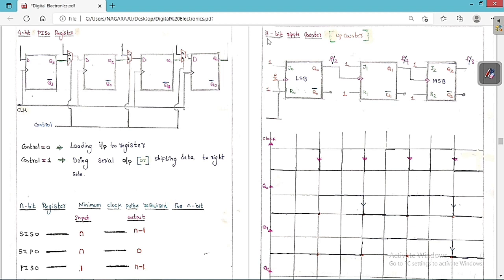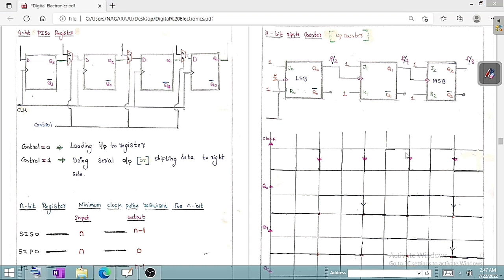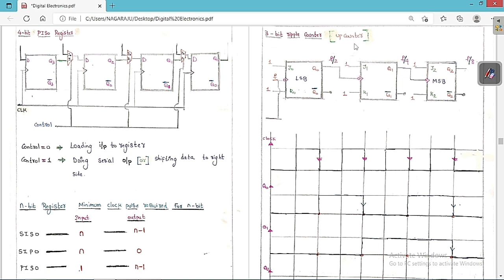So now I will discuss the 3-bit ripple counter. This 3-bit ripple counter is basically an up counter that we are going to study. So you can see clearly, this is a 3-bit ripple counter.